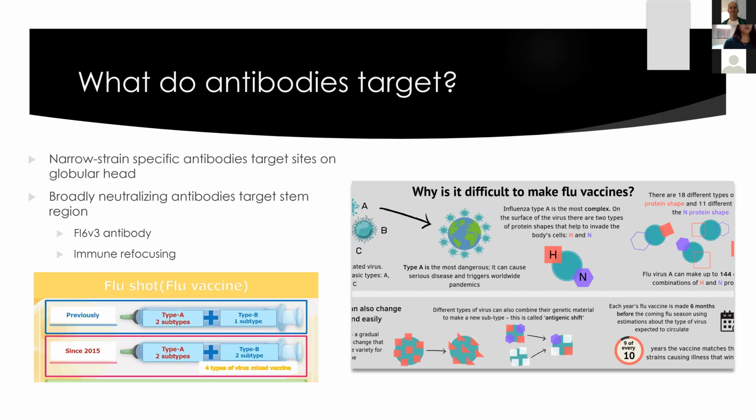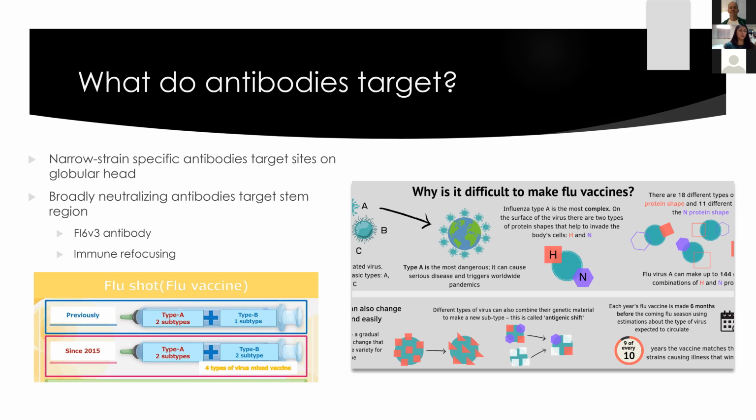What do antibodies target? So in my research, there were narrow strain-specific antibodies. Vaccines usually target the globular head of the HA protein, because the protein consists of a bunch of receptor sites and epitopes. So hemagglutinin plays a crucial role in the virus's virulence ability. So most vaccines target this protein, especially epitope sites on the head, because they're easily accessible to antibodies.